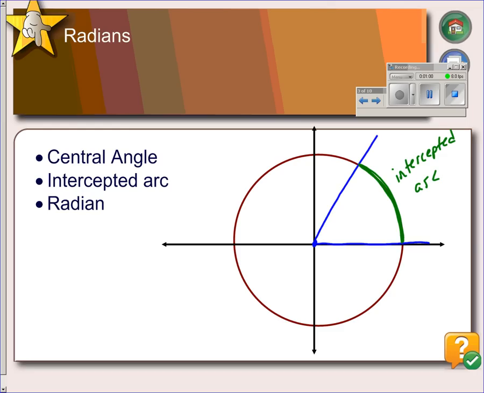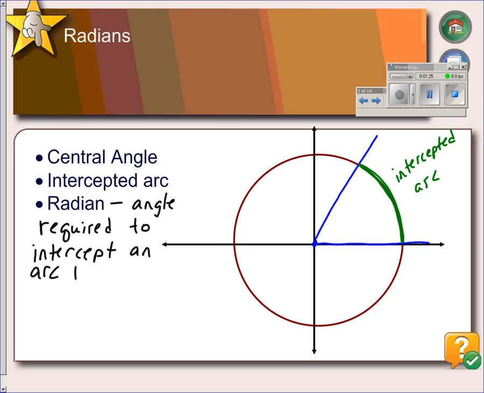And that brings us to our main point, which is radian. 1 radian is the angle required to intercept an arc whose length is equal to 1 radius.